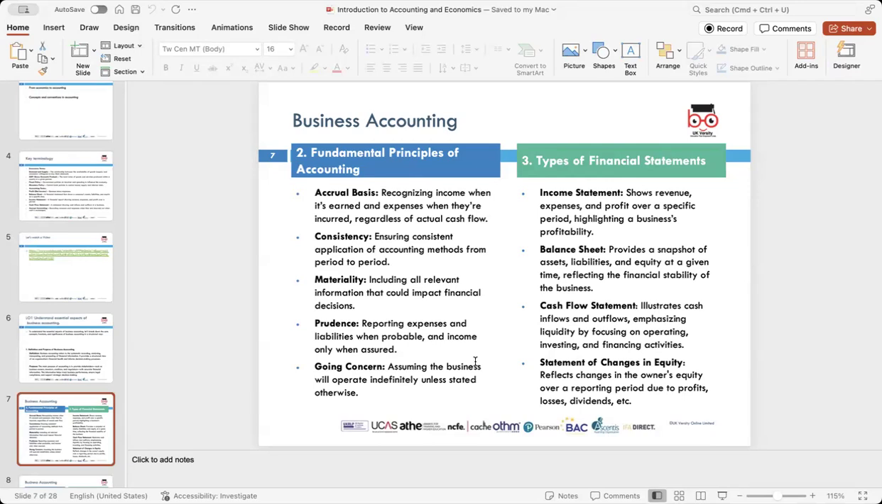One of the most important principles is the accrual basis. Unlike cash accounting, which records transactions only when cash is received or paid, the accrual method records income when it is earned and expenses when they are incurred, regardless of actual cash flow. This approach gives a more accurate financial picture of a business. Next, consistency, which requires businesses to use the same accounting methods from one period to another. This ensures comparability, making it easier to analyze financial performance over time.